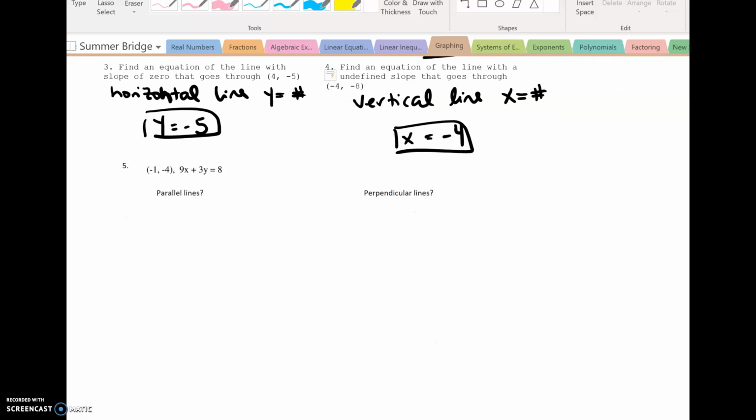Now, let's go back to parallel and perpendicular lines. So I am given an equation of a line, and notice that this is in standard form.